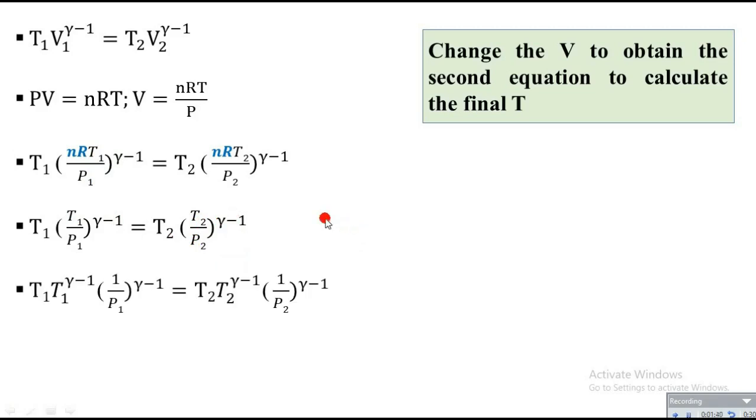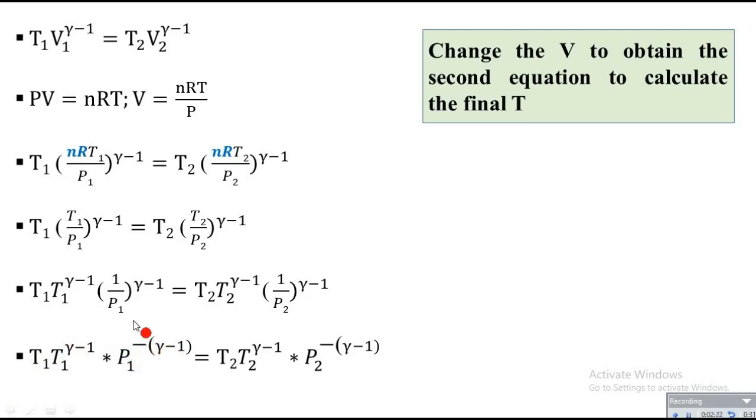Then here, remember, we have T1 power gamma minus 1 times 1 over P1 power gamma minus 1. This is T2 times T2 power gamma minus 1 times 1 over P2 power gamma minus 1. Then we are rearranging the equation. Check here, we have T1 and here T1, and all of them are power minus 1. This is like T1 power 1, T1 power gamma minus 1. Here we have P1 to the minus gamma minus 1.